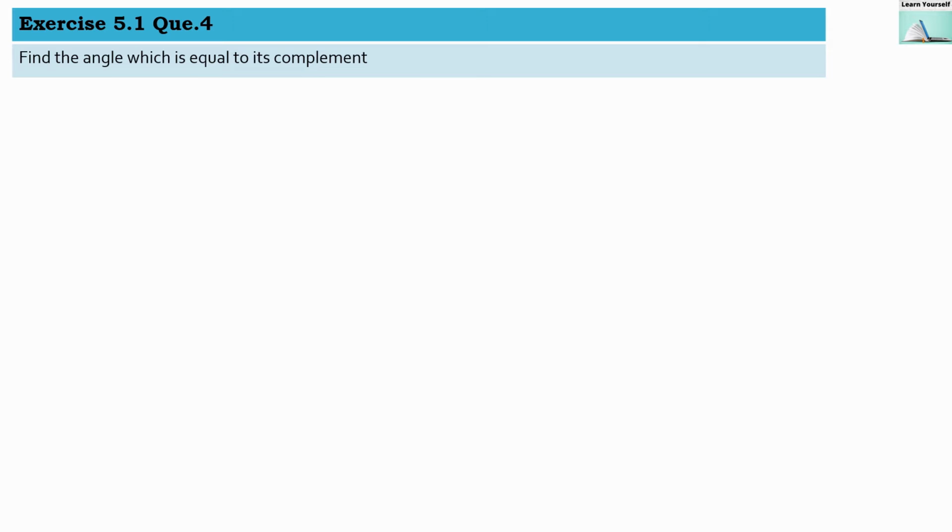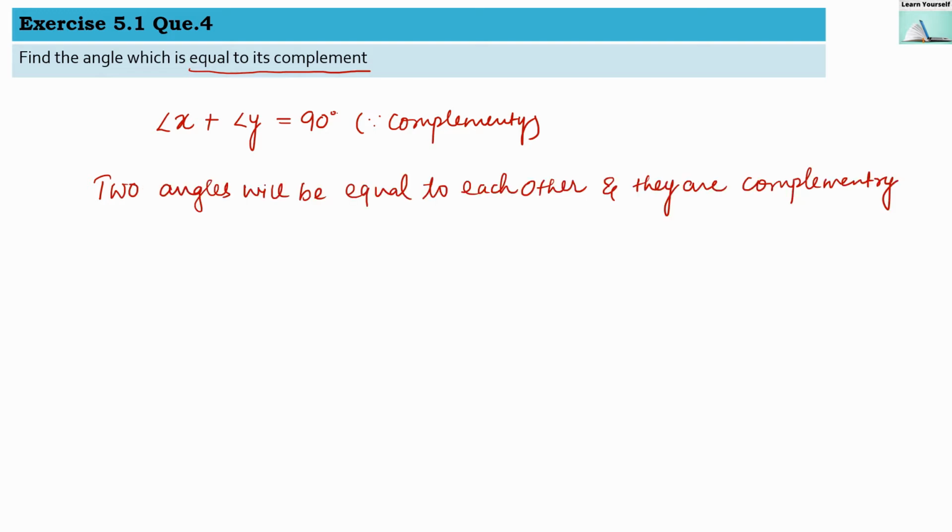Exercise 5.1, question number 4. Find the angle which is equal to its complement. Now, when two angles are complementary with each other, for example angle X and angle Y, then their sum will be 90 degrees. This is the condition for complementary angles. Now they are saying to find the angle which is equal to its complementary angle. That means the two angles will be equal to each other and they are complementary.